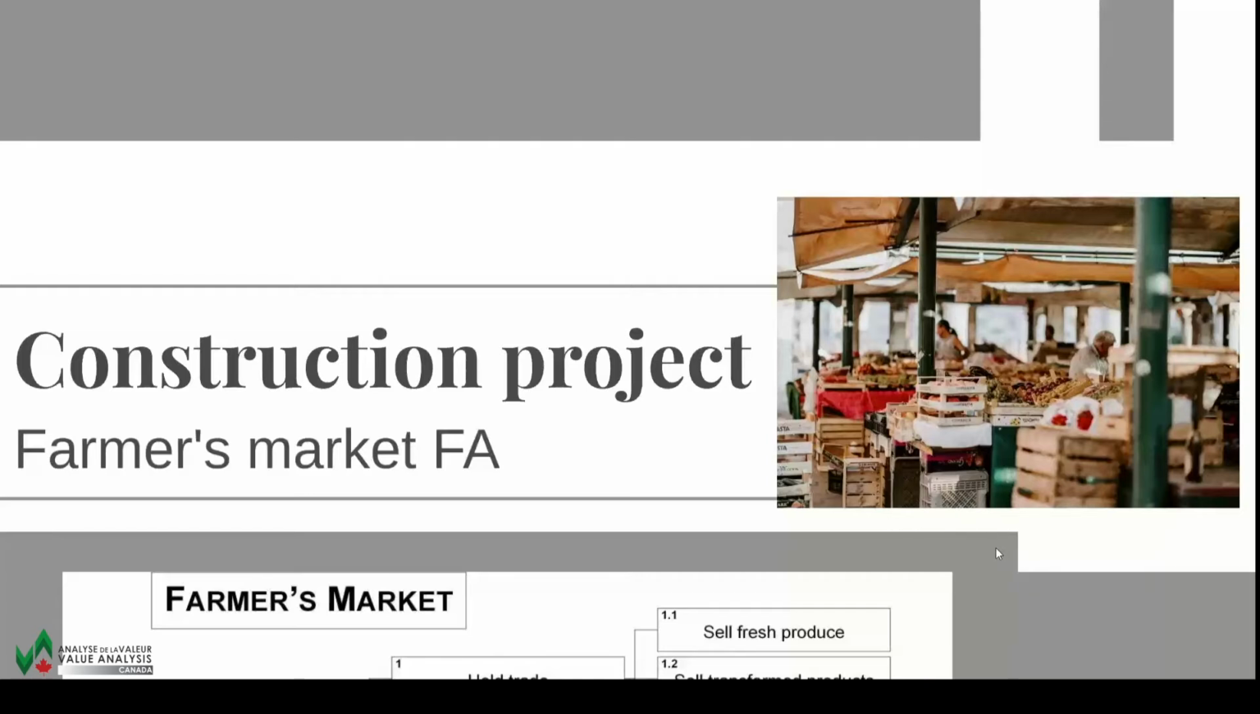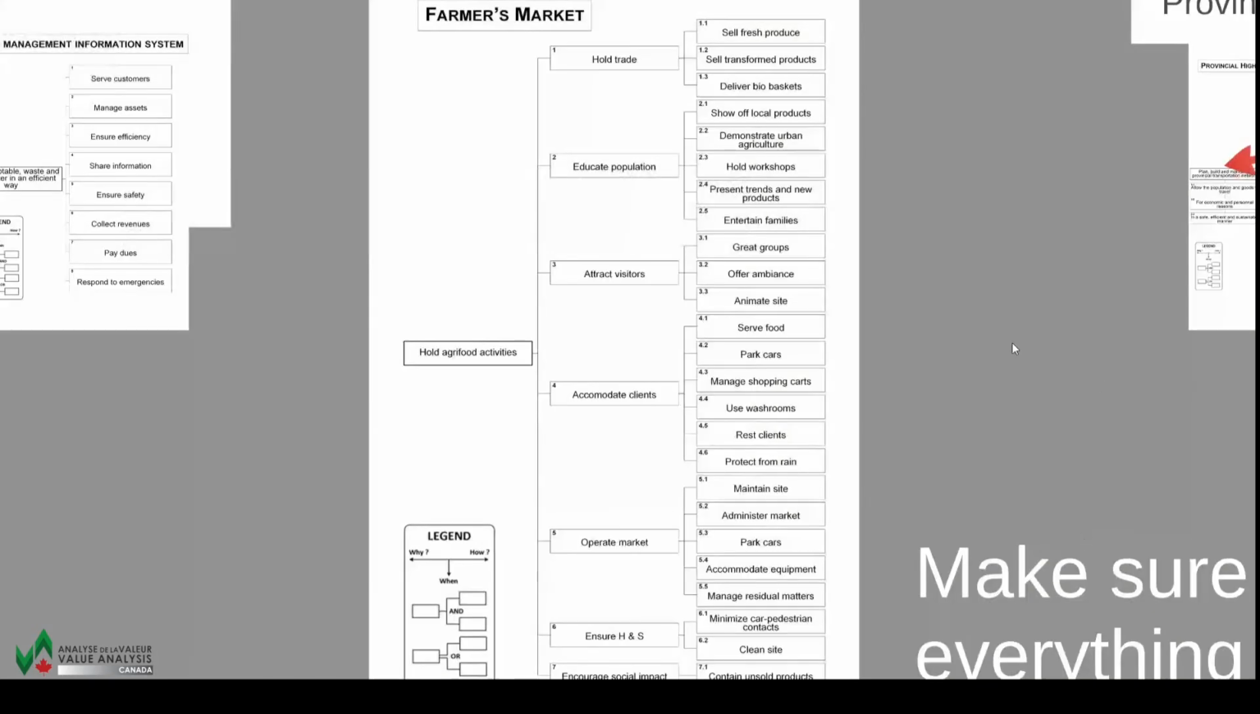And they did their research and they looked at markets around the world. What were the best practices in terms of farmers markets? And they identified a whole bunch of functions that they wanted to see in their farmers market.